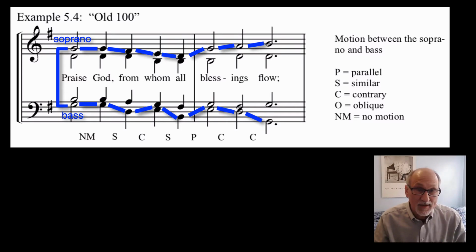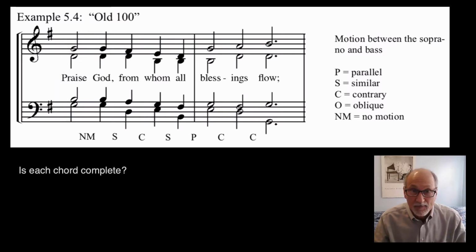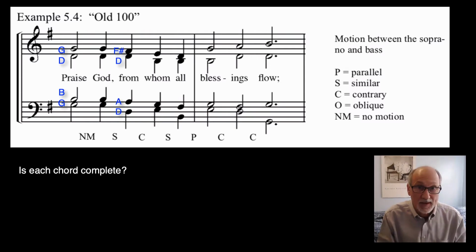So you want to take a look at this chorale and ask yourself a few questions. For example, is each chord complete? Now, we don't have to look at every single chord, but let's look at a few of them. The first chord has a G, B, and a D. And yes, that is a complete 1 chord. The second chord is the same. Here's the third chord, which has a D, an F sharp, and an A. And yes, that's complete. You should go to each of the chords there and make sure each one has 3 notes.